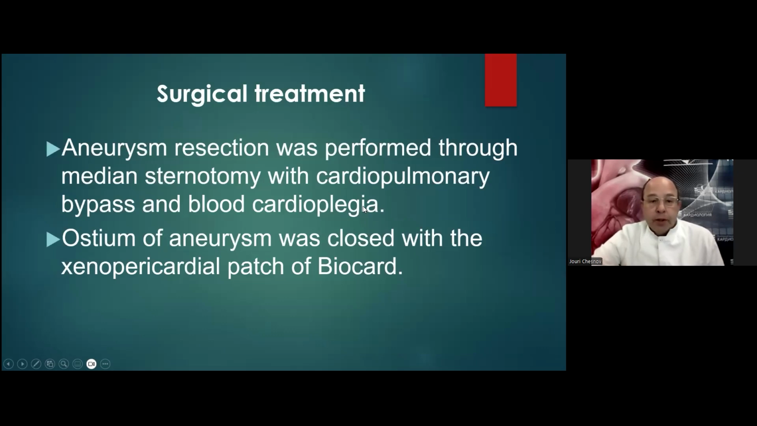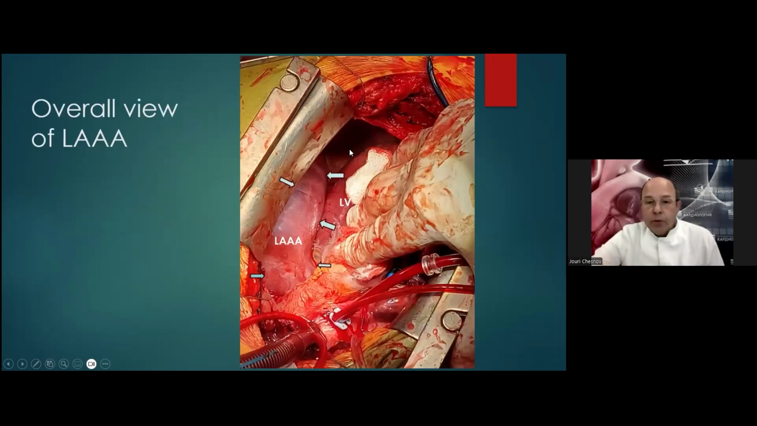Surgical treatment: aneurysm resection was performed through median sternotomy with cardiopulmonary bypass and blood cardioplegia. Ostium of aneurysm was closed by the xenopericardial patch. Here you can see overall view of this aneurysm. After opening the pericardium, we saw large aneurysm of left atrial appendage. Here is left ventricle.